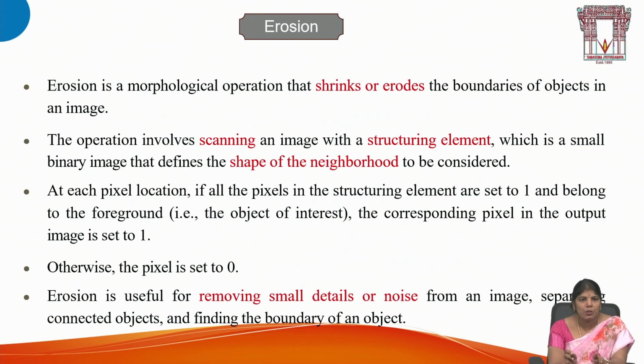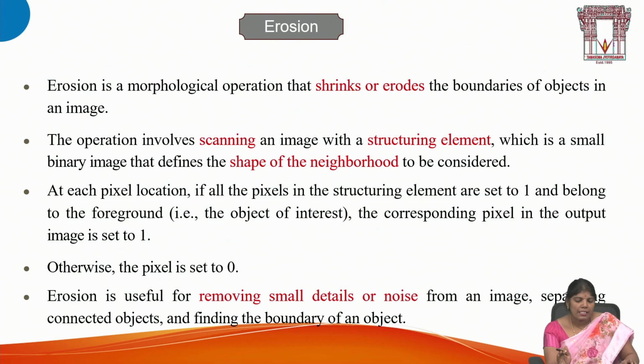And what does it mean, the erosion? Erosion is a morphological operation that shrinks or erodes the boundaries of objects in an image. Simply, we are shrinking the image with the help of some mathematical operations. And what is the use of this erosion? Simply, we are decreasing the size of the object. And also, we can remove some noise in the image.